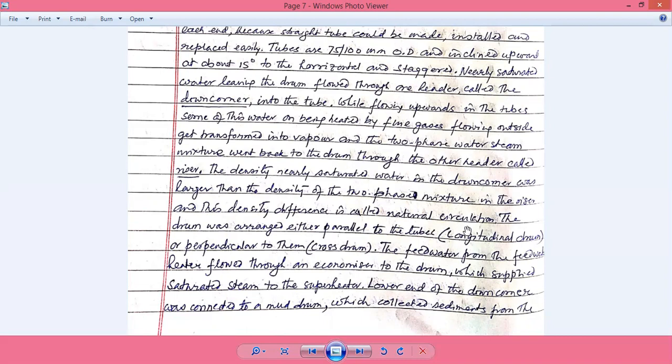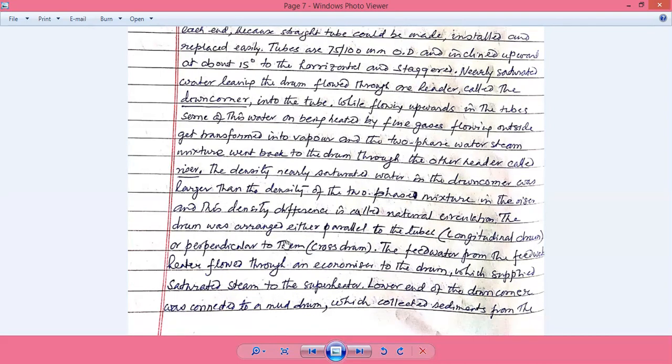Here, the saturated water in the downcomer is much more than the saturated water in the header, because it is already heated by the flue gases inside the tube, and almost all of it is converted to vapor itself. This density difference is called natural circulation, because as the incoming water has higher density, it has higher weight and pushes the outgoing water through the tube into the riser itself.